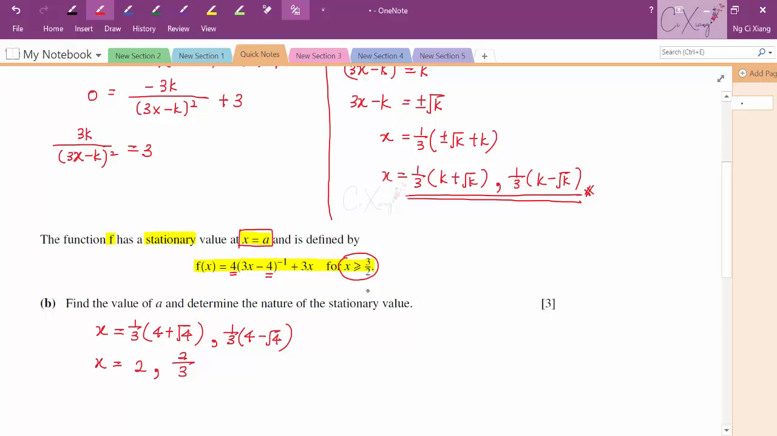Okay, then according to the restriction here, the domain given, x must be greater than or equal to 3 over 2. And we can see very clearly that we will ignore this answer because 2 over 3 is not in the domain given. All right, therefore, since x equals 2, we will know that a is equal to 2.